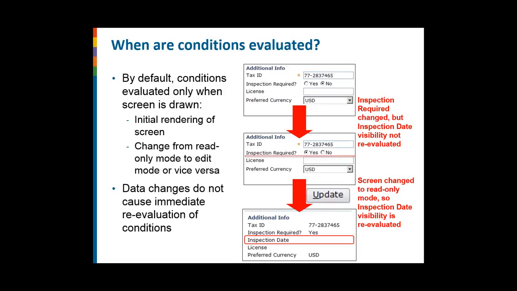During the initial refresh of the screen, it will look for all the properties of a particular widget. If it is true or false, based on that, the property will be evaluated. So in this case, the visibility of the inspection date field will initially be based on the inspection required value. If you change the value to yes, then the date field is displayed.